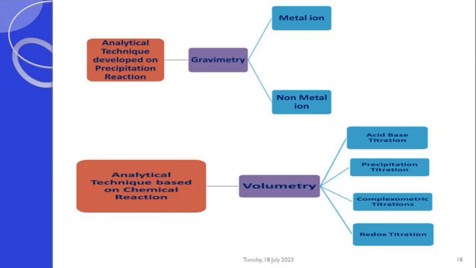So let's look at this flow chart. If it is based on precipitation reaction, we are naming it as gravimetry. If it is based on chemical reaction, we are looking at volumetry. We have explained this in detail in the attached notes to this slide.